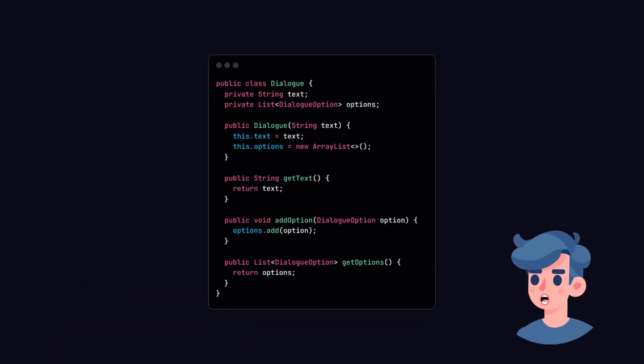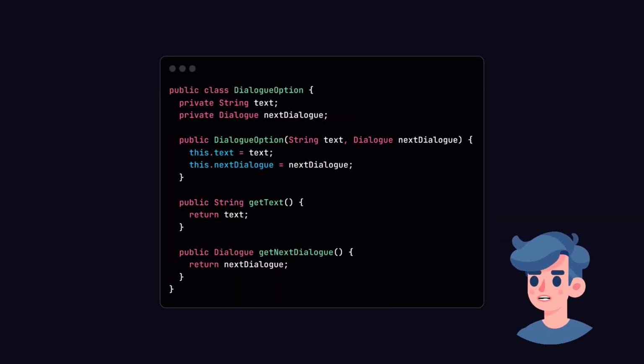Firstly, create a new Java project in your IDE. Make sure to have the src folder ready for our class files. Now, let's start with the dialogue class to hold our dialogue data. In this dialogue class, we have a text field that will store the dialogue text and a list of options for possible responses. Now, let's create the dialogue option class to define each option.